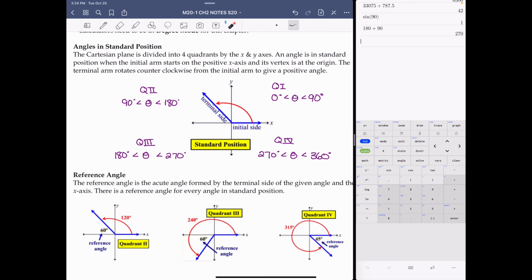And then on the axes, the x-axis would start at 0 degrees. The positive y-axis would have a value of 90 degrees. The negative x-axis would have a value of 180 degrees. The negative y-axis would have a value of 270 degrees. And then when we get back to the positive x-axis, our angle measure would be 360 degrees.